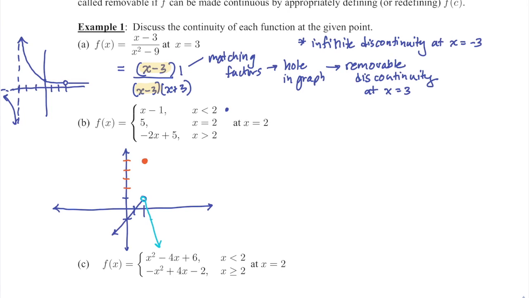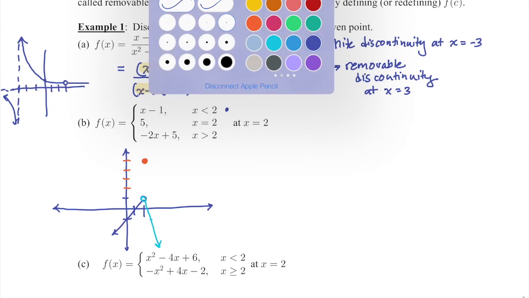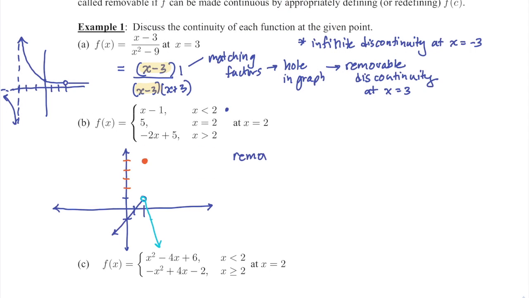So here we have an example of another removable discontinuity, because this graph would be continuous if we just move that point back down, from (2, 5) to (2, 1). Right? So since the two sides would match otherwise, we do have a removable discontinuity. All right.